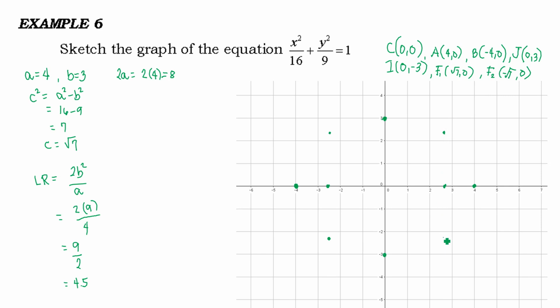So we can now sketch the graph. Para siyang ganito. Oops. It should pass to that point, to this point, to this point. Ganon. So let's sketch. Ang pangit-pangit ng graph ni Sir.